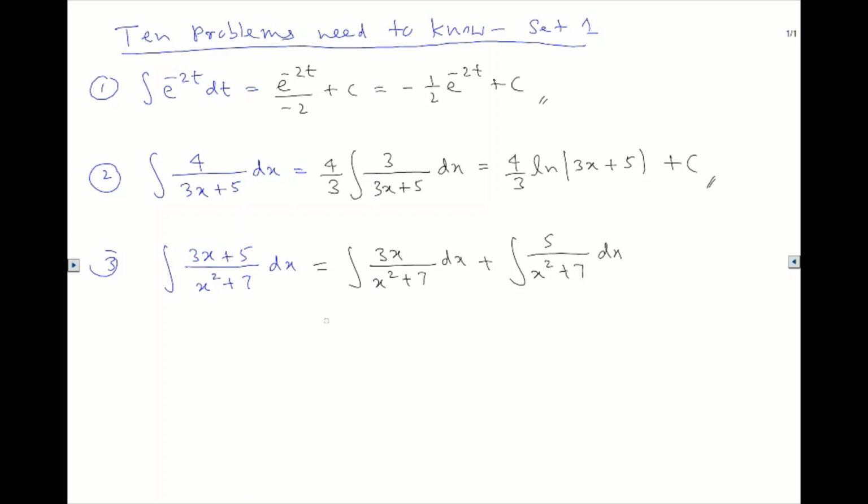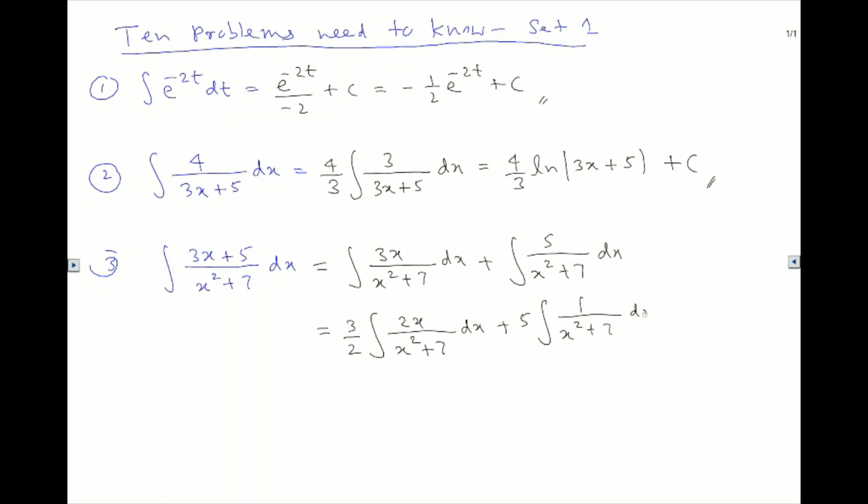And you can see that we can do these two separately. So as we did before, we're going to take 3 out, and the derivative of the bottom function is 2x. But we have 3, so we can divide by 2 and multiply by 2, and we write this one as x squared plus 7 dx. And in the other one we can pull 5 out, so this is going to be a tan inverse problem.